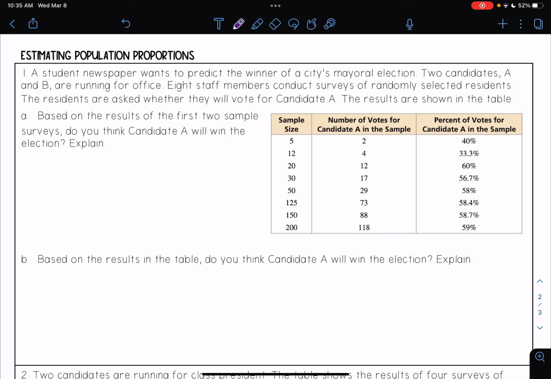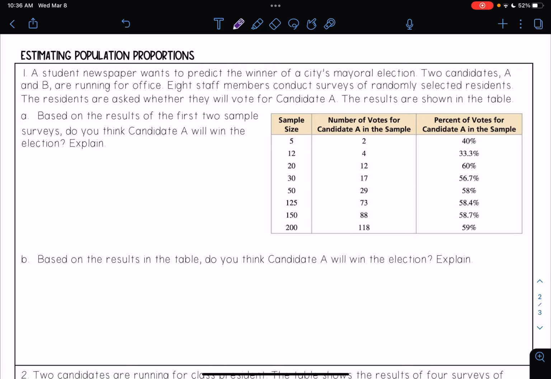In this video, we're going to be looking at estimating population proportions. So number 1 says a student newspaper wants to predict the winner of a city's mayoral election. 2 candidates, A and B, are running for office. 8 staff members conduct surveys of randomly selected residents. The residents are asked whether they will vote for candidate A. The results are shown in the table.